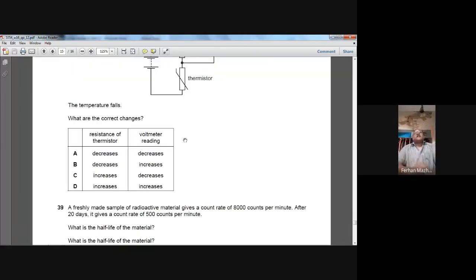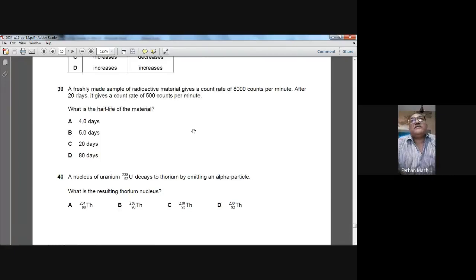Question number 39. A freshly made sample of radioactive material gives a count rate of 8,000 counts per minute. After 20 days, it gives a count rate of 500 counts per minute. What is the half-life of the material? Originally the rate was 8,000 counts per minute. When one half-life has passed, it will be 4,000. Another half-life passes, 4,000 to 2,000. Another, from 2,000 to 1,000. Another, from 1,000 to 500.